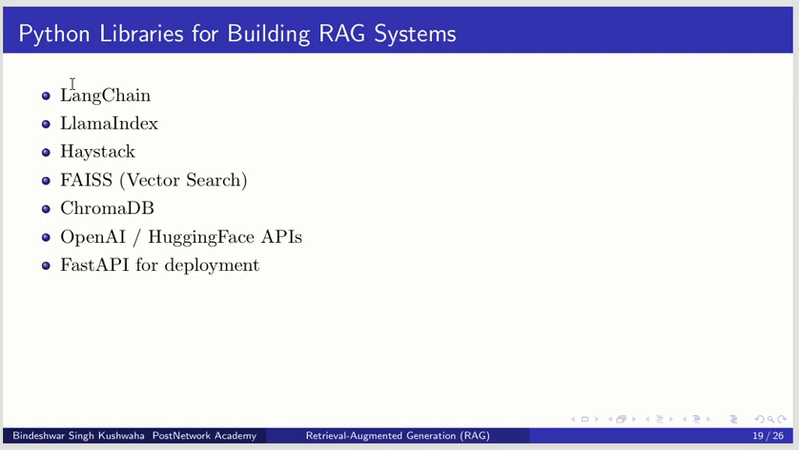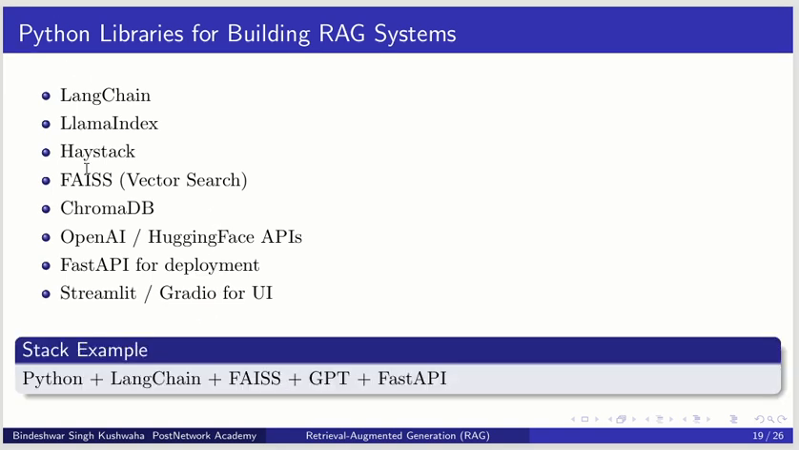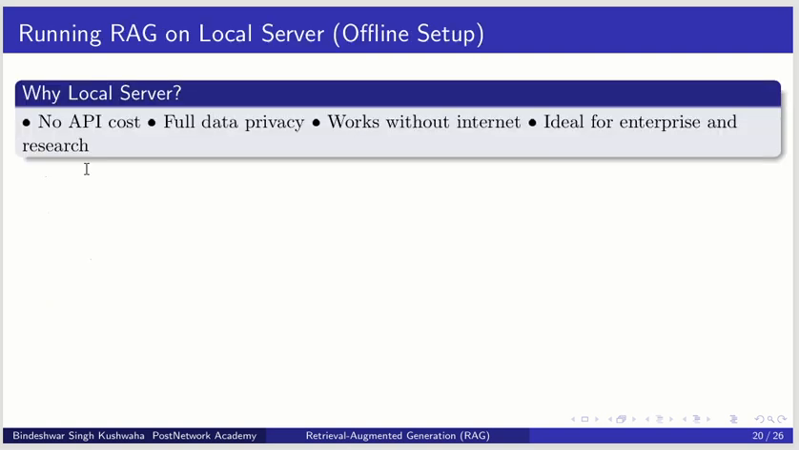FastAPI, finally if we want to deploy, we will use FastAPI. Streamlit and Gradio both for a UI. Gradio is actually very popular on Hugging Face, so we can use either one. So Python plus LangChain, FAISS, GPT, FastAPI, we can use this stack as an example and build a RAG system.